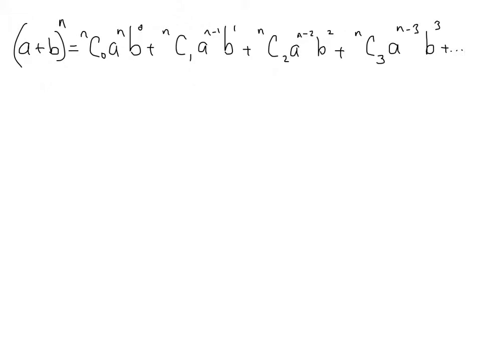Now I'm going to make some little adjustments to this formula to make it applicable for the case where n is not a natural number, so not 1, 2, 3, 4, 5, 6, 7, 8, 9, but things like minus a half, 2, and so on. So the first thing I'm going to do is change the a to 1. And that's going to make this 1 to the n, which is 1, 1 to the n minus 1, which is 1, 1 to the n minus 2, which is 1, 1 to the n minus 3, which is 1. So that's going to make a big difference.